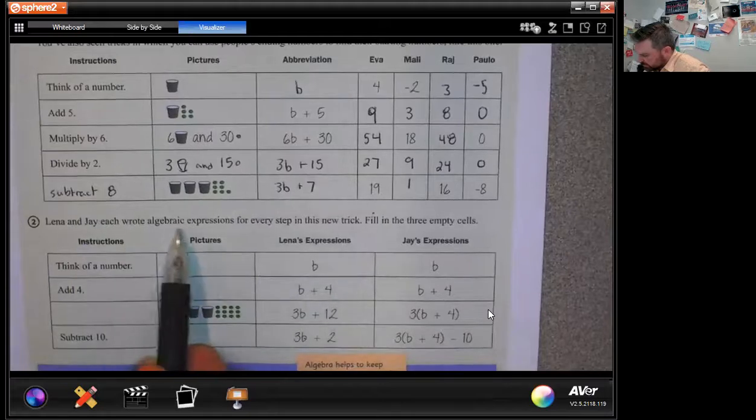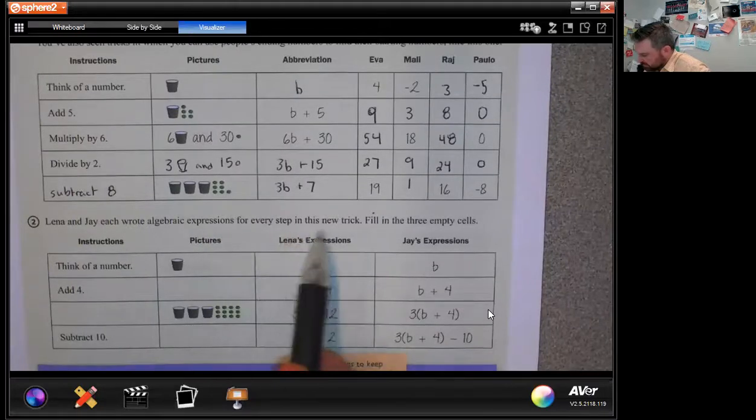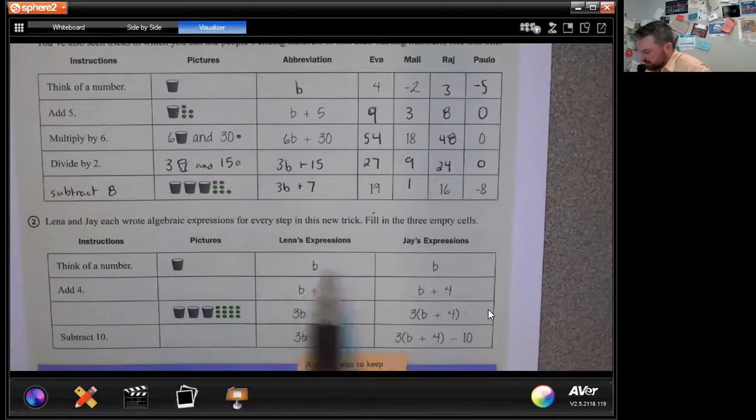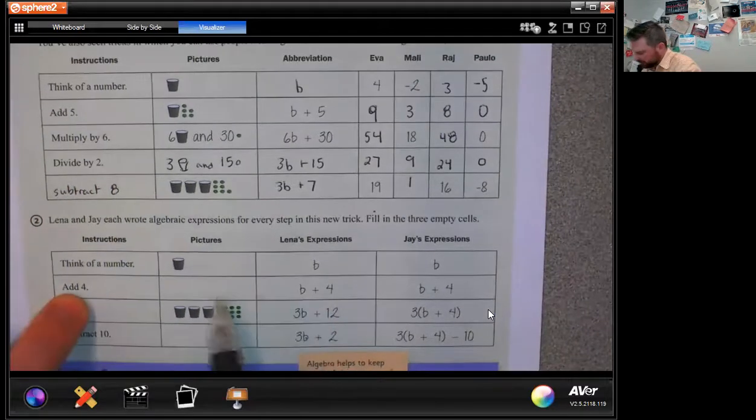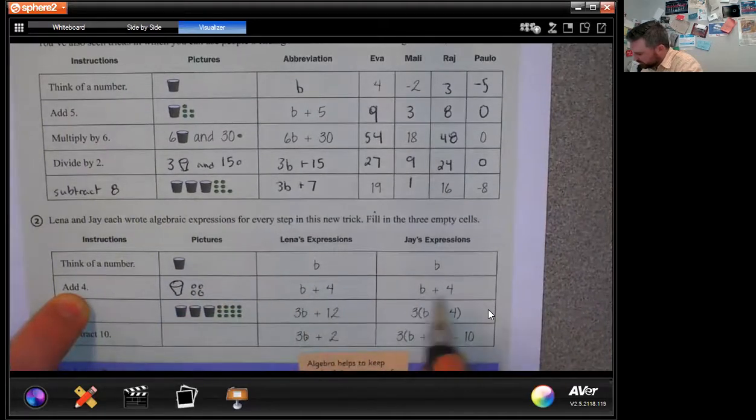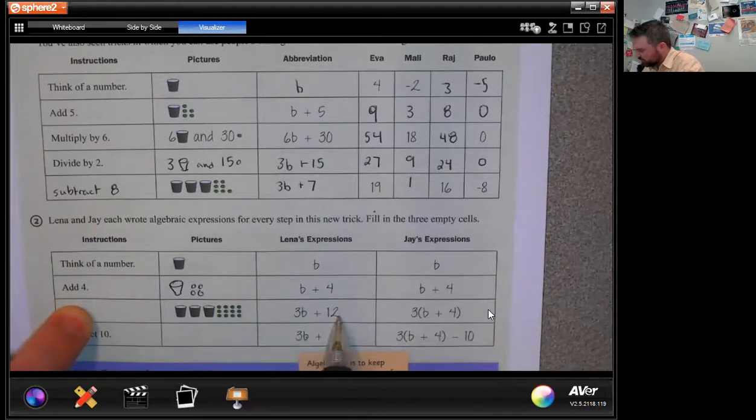So they each wrote algebraic expressions for every step in this new trick. Fill out 3 empty cells. Okay, so think of a number. They got B and B, so we're trying to figure out what goes in here. Here they added 4. So that would be a bucket and 4 marbles. So B plus 4, B plus 4. Here they have 3B plus 12, or 3 with parentheses B plus 4. What they did here is they just multiplied by 3.